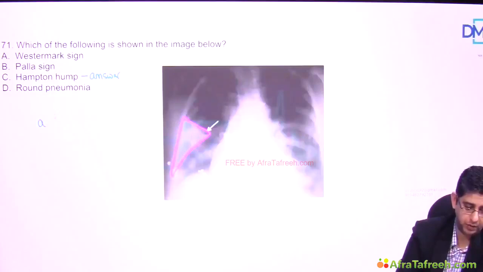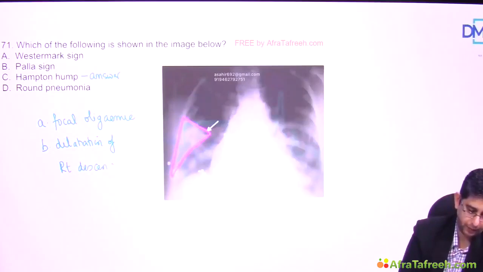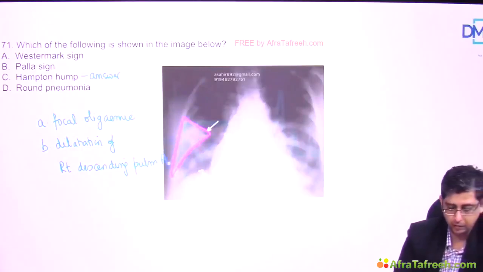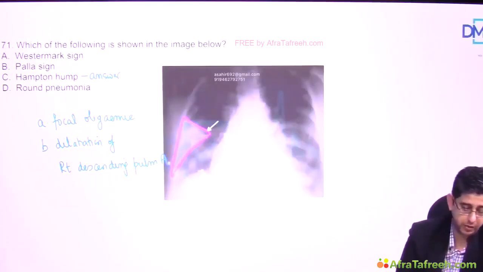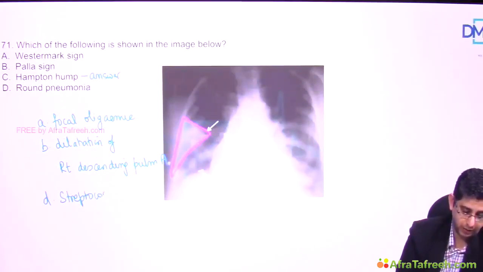Choice A of the MCQ, Westermarck sign, will be exhibiting focal oligemia, less blood supply to lungs, but not a definite opacity. Palla sign is dilatation of the right descending pulmonary artery. Because the right descending pulmonary artery of the patient is not visible here, dilated, we are ruling out Palla sign. Round pneumonia will have a circumscribed round patch that is seen. Round pneumonia is seen with the streptococcus. That is common in children, and it will show a circumscribed lesion that might give you an impression of a tumor.